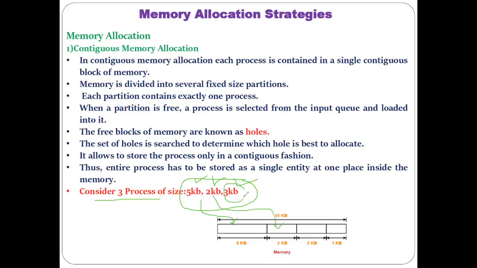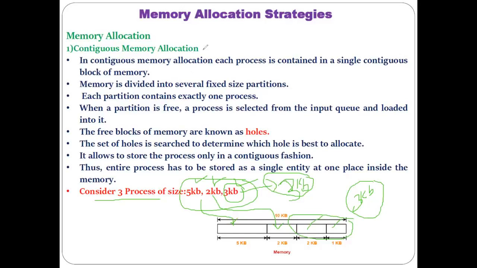But now the remaining process size is how much? 3 KB. But is there any partition whose size is 3 KB? No. This is 2 KB. This is 1 KB. You can say that if you add these two partitions, they become 3 KB. But in contiguous memory allocation, you cannot put this process of size 3 KB into these two blocks of memory.